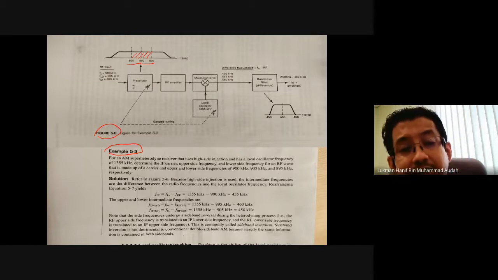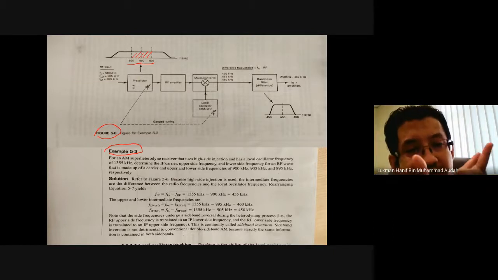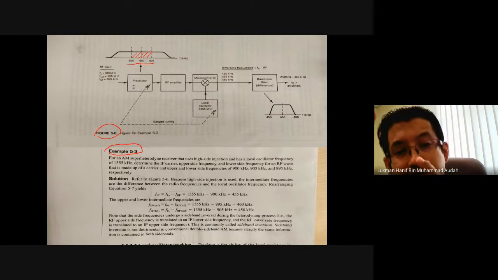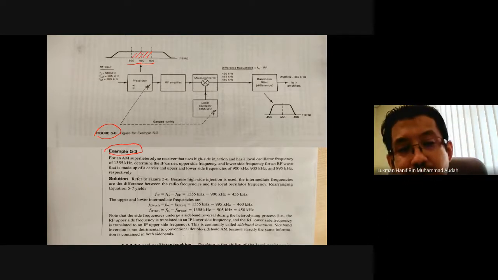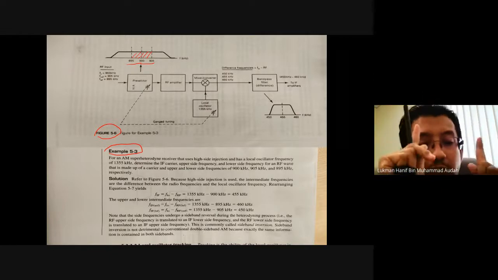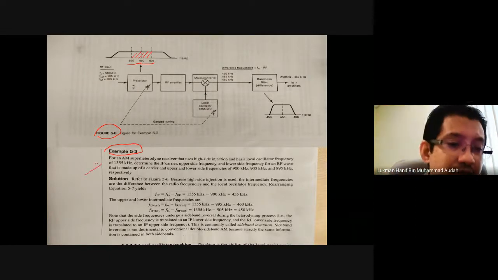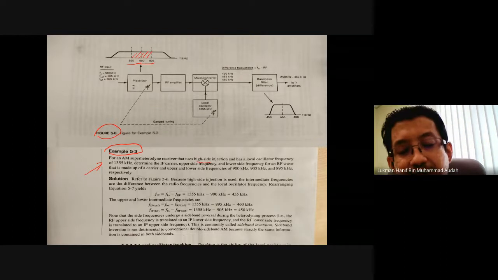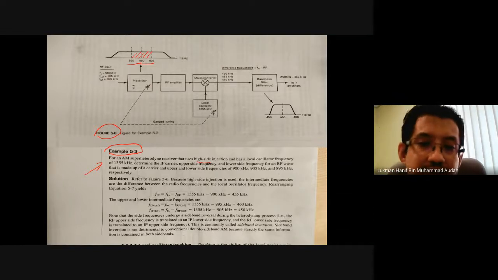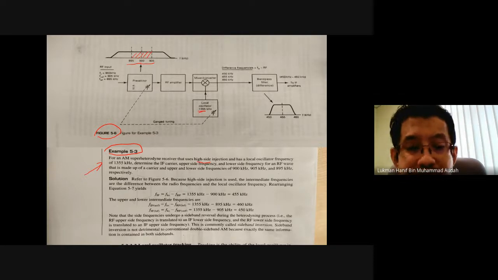Dalam example ini, dia menunjukkan bahawa pre-selector managed to select only one channel and then pass through the mixer converter down convert into IF. So the question asks, how much is the IF frequencies produced by the mixer converter? Itu soalan dia. So if you read from here, for AM superheterodyne receiver that uses a high side injection means that FLO larger than the FRF. Because if you see from here, the FLO frequency is 1355.